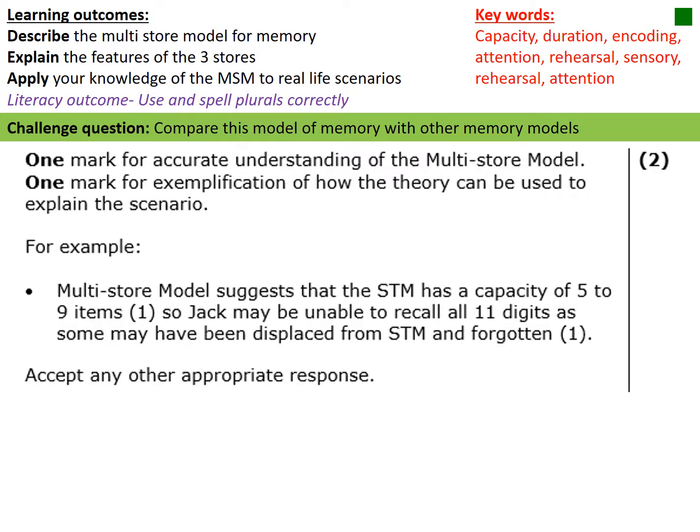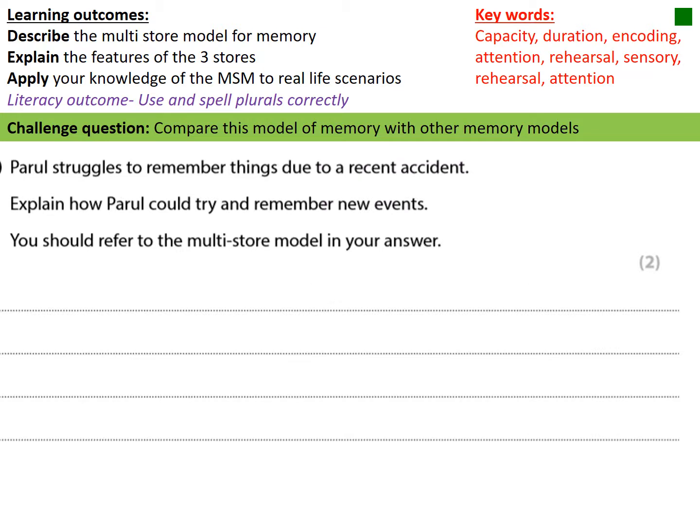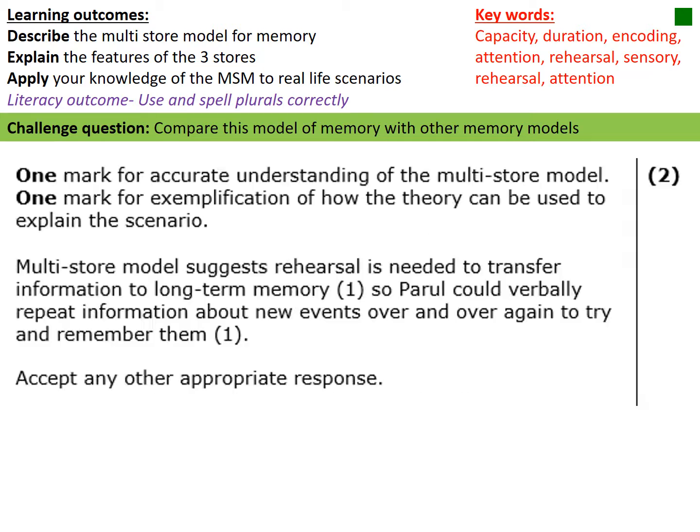Mark scheme if you want to have a look. And another one here, Paul struggles to remember things due to an accident. Try and explain this using the multi-store model. Just a little tip here as well, remember that explain within psychology always means identify, justify. So identify the reason using the information that's relevant from the multi-store model, and then justify that back to Paul and why he needs that information.